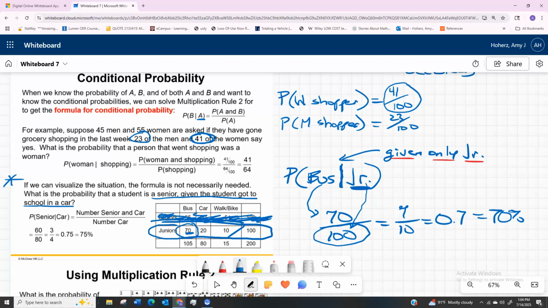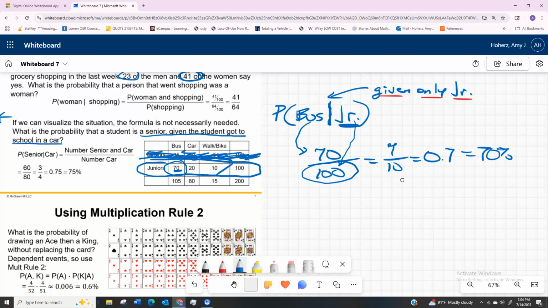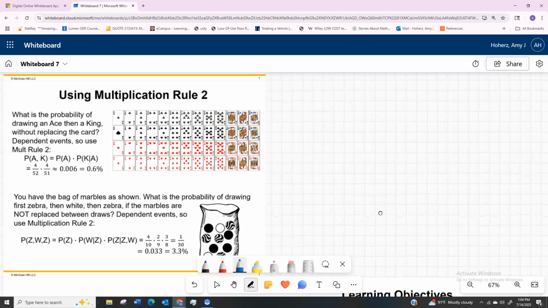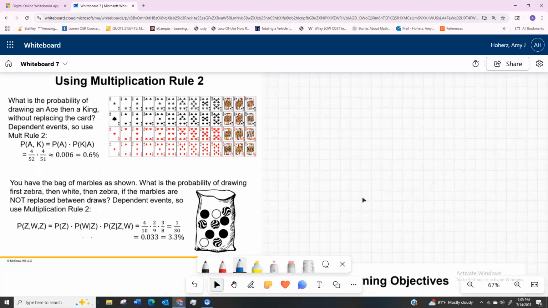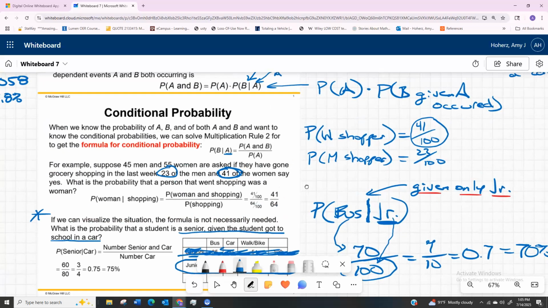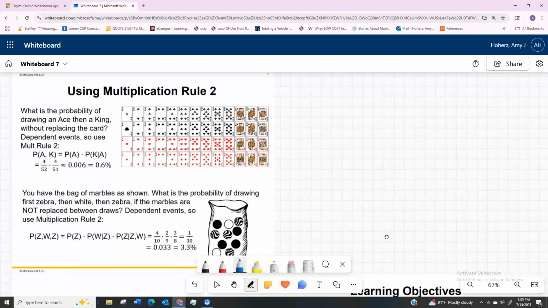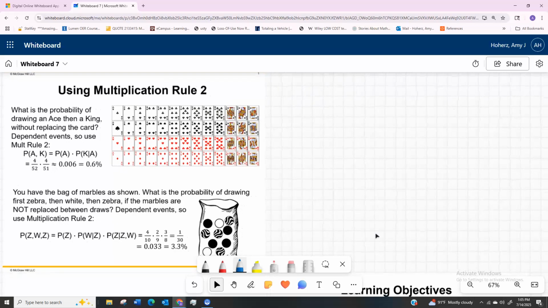Okay, so let's move on to these, which are actually two more examples of multiplication rule 2. So this is a deck of cards, and this is using multiplication rule 2 for consecutive events. So this is not exactly like what we were doing here. These were just conditionals. Now we're going to events that happen one after another. So what is the probability of drawing an ace, then a king, without replacing the card?